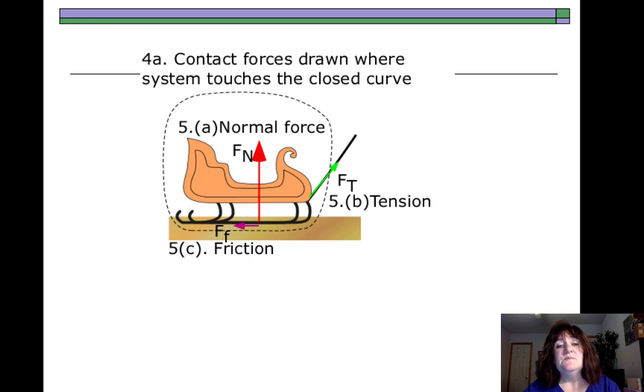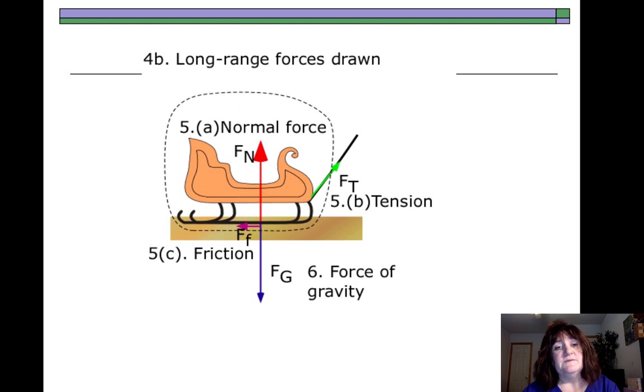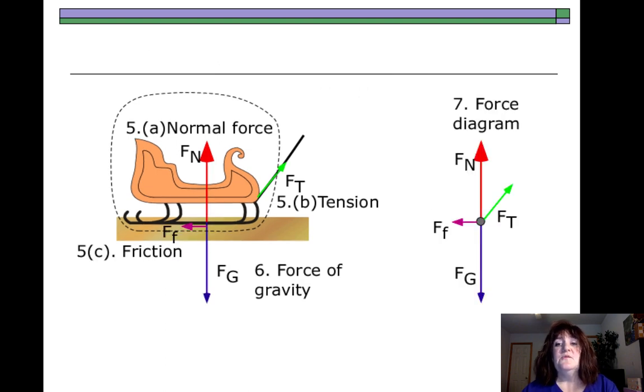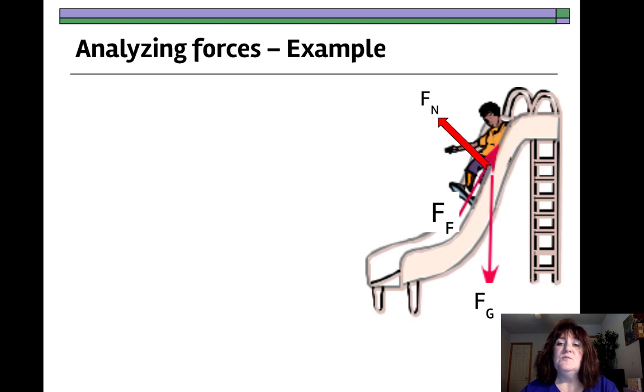And if this thing is being pulled, you will have a friction force that goes opposite the motion. And again, we always have gravity. So this base force diagram would be the force of normal going up, force of tension going diagonal to the right, force of friction going to the left, and the force of gravity going down. Let's get a little more detailed.